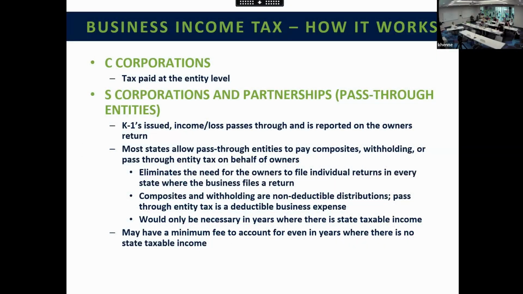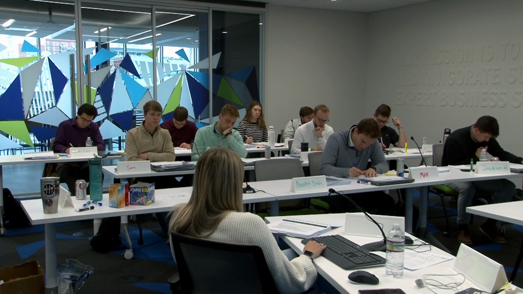And with pass-through entity tax, it's a deductible expense, unlike withholding and composites, which are distributions. So those are not a P&L item, but pass-through entity tax is. So we're basically generating a deduction for the business by paying tax on the owner's behalf, which they would have had to pay anyway at the personal level. The business now gets a deduction for it. Any questions on that?